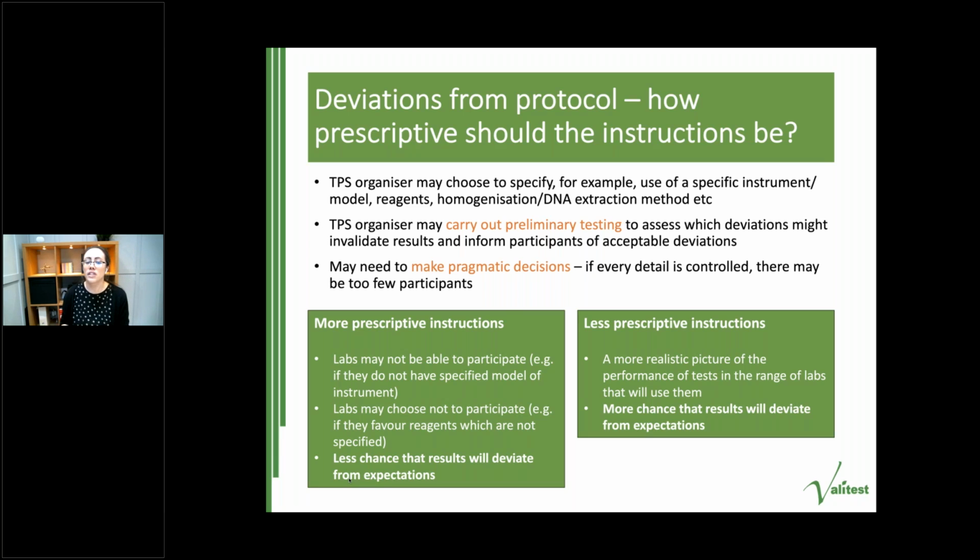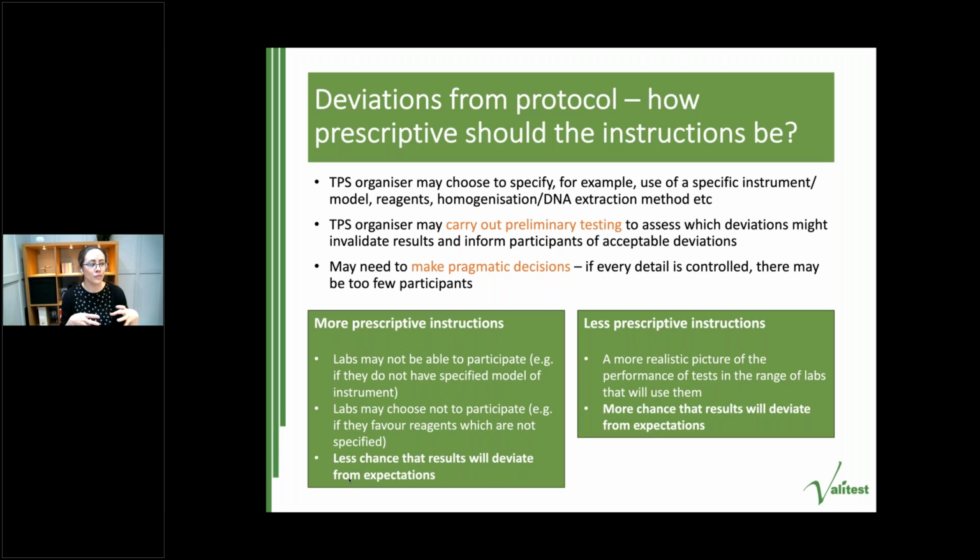The TPS organizer might choose to carry out initial testing, to determine which deviations might cause a problem and which ones might be acceptable. So as well as doing preliminary testing to choose the sample panels and that kind of thing, the TPS organizer might also want to do testing to find out what range of reagents could be used without an adverse effect on the test performance, because then they can give the participants options. And the organizer might just need to make some pragmatic decisions.